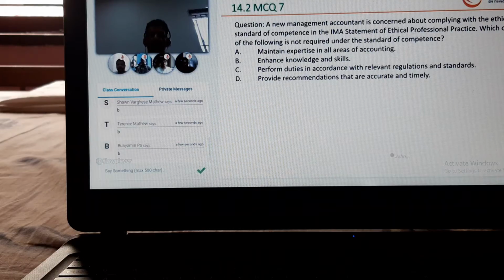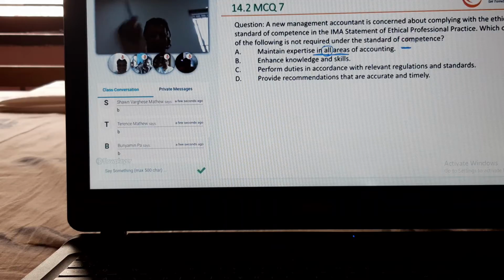Next, a new management accountant is concerned about complying with the ethical standards of competence. Competence has 3 points: develop skills and maintain knowledge, perform duties in accordance with the standards, laws, and regulations, and third, provide decision support. So all those things are there in the competence standard. Which one of the following is not required under the standard of competence? Maintain expertise in all areas of accounting. Maintain expertise is there, but is it possible to have it in all areas of accounting? It's not possible, right?